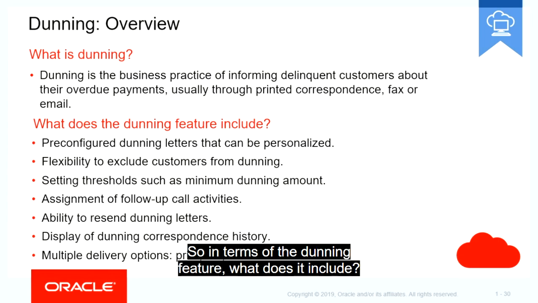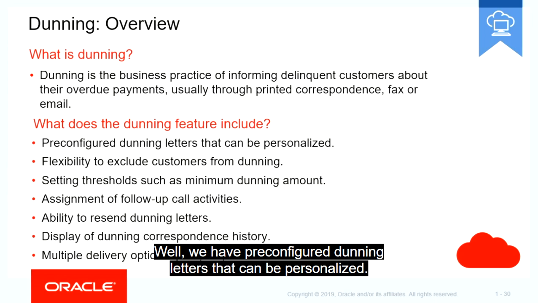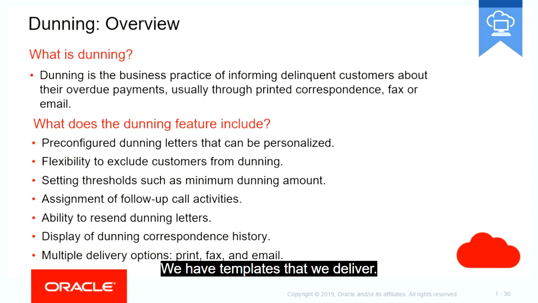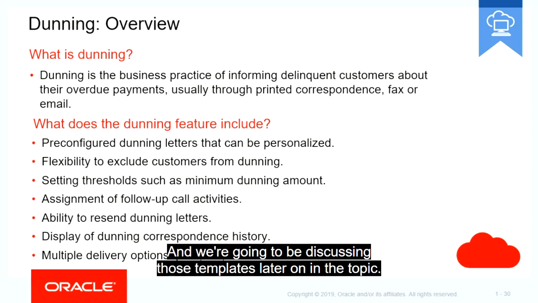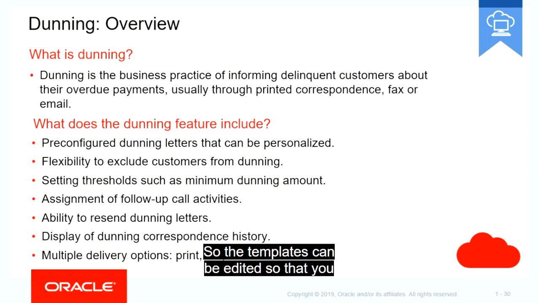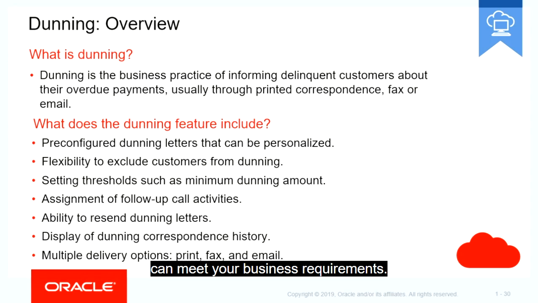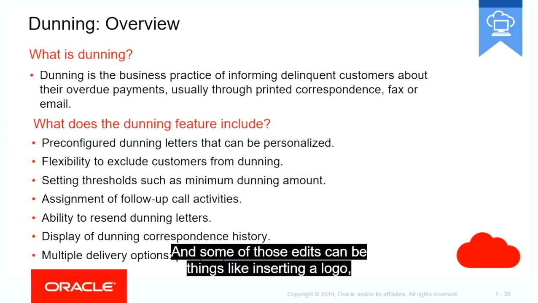So in terms of the dunning feature, what does it include? What does collection offer in terms of this dunning feature? Well, we have pre-configured dunning letters and that can be personalized. What does that mean? We have templates that we deliver, and we're going to be discussing those templates later on in the topic. So the templates can be edited so that you can meet your business requirements. And some of those edits can be things like inserting a logo, for example, or changing the wording in the template itself, because of course each template has a different type of wording.